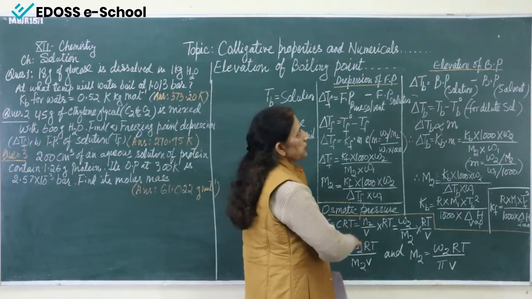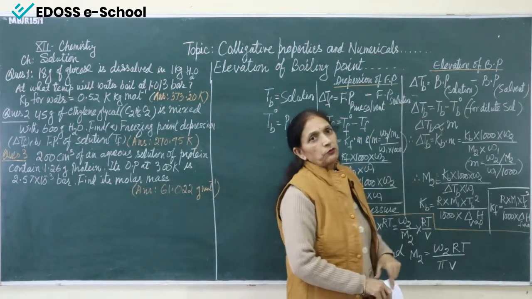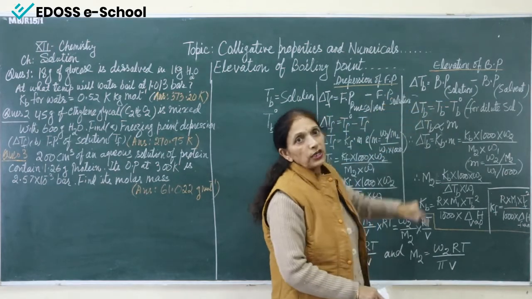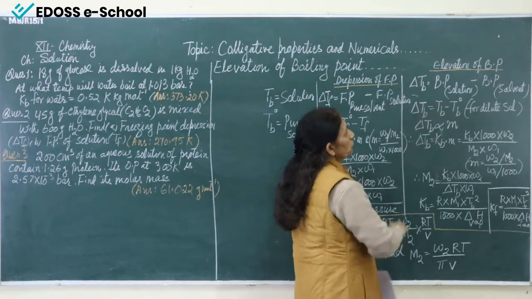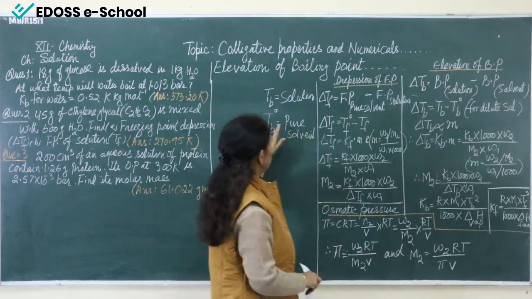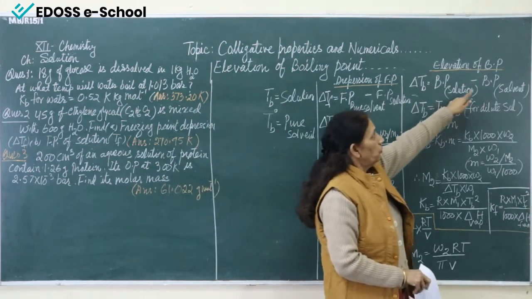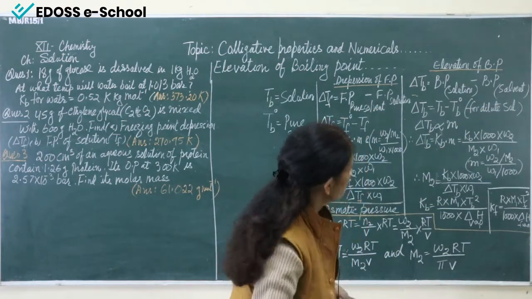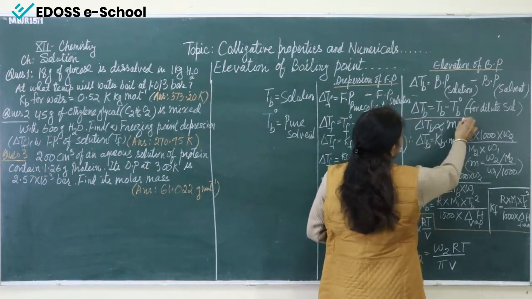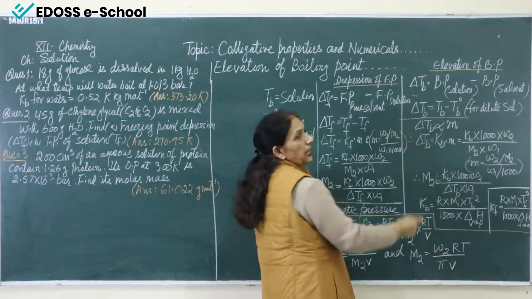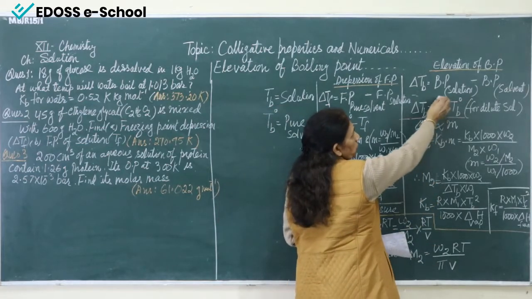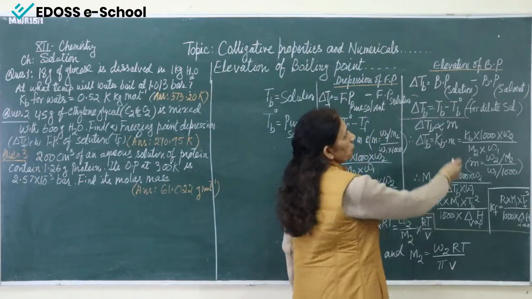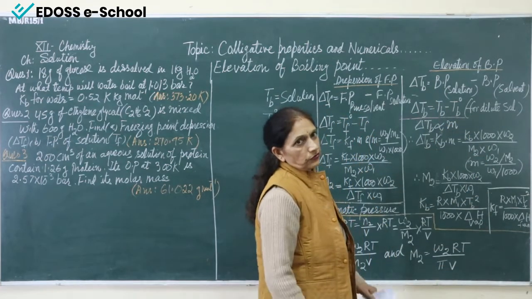Here, elevation of boiling point means delta Tb. It is the difference, how much the boiling point is elevating. It will be equal to the boiling point of the solution minus the boiling point of the solvent. Delta Tb, the elevation of boiling point, equals Tb minus T naught b. This is for dilute solutions.